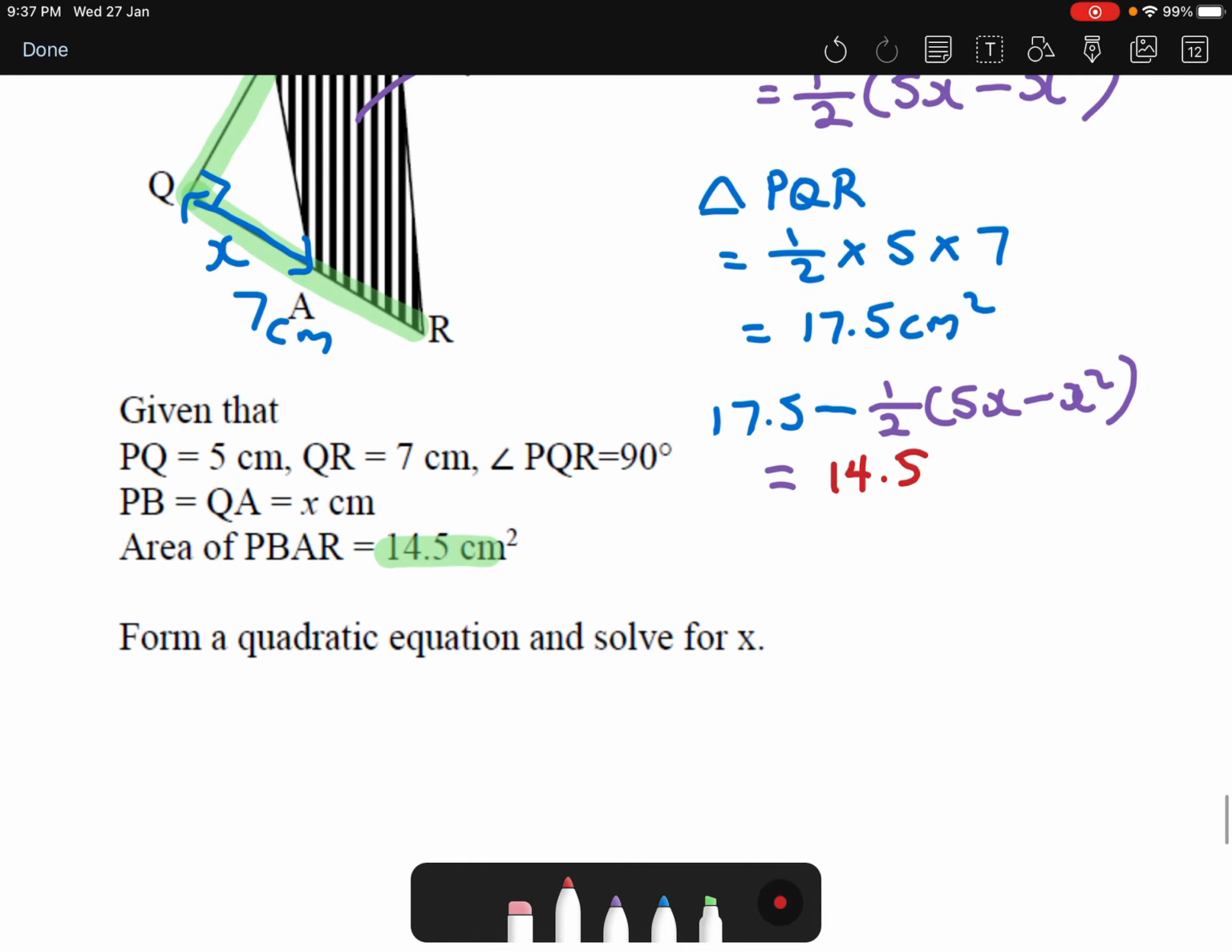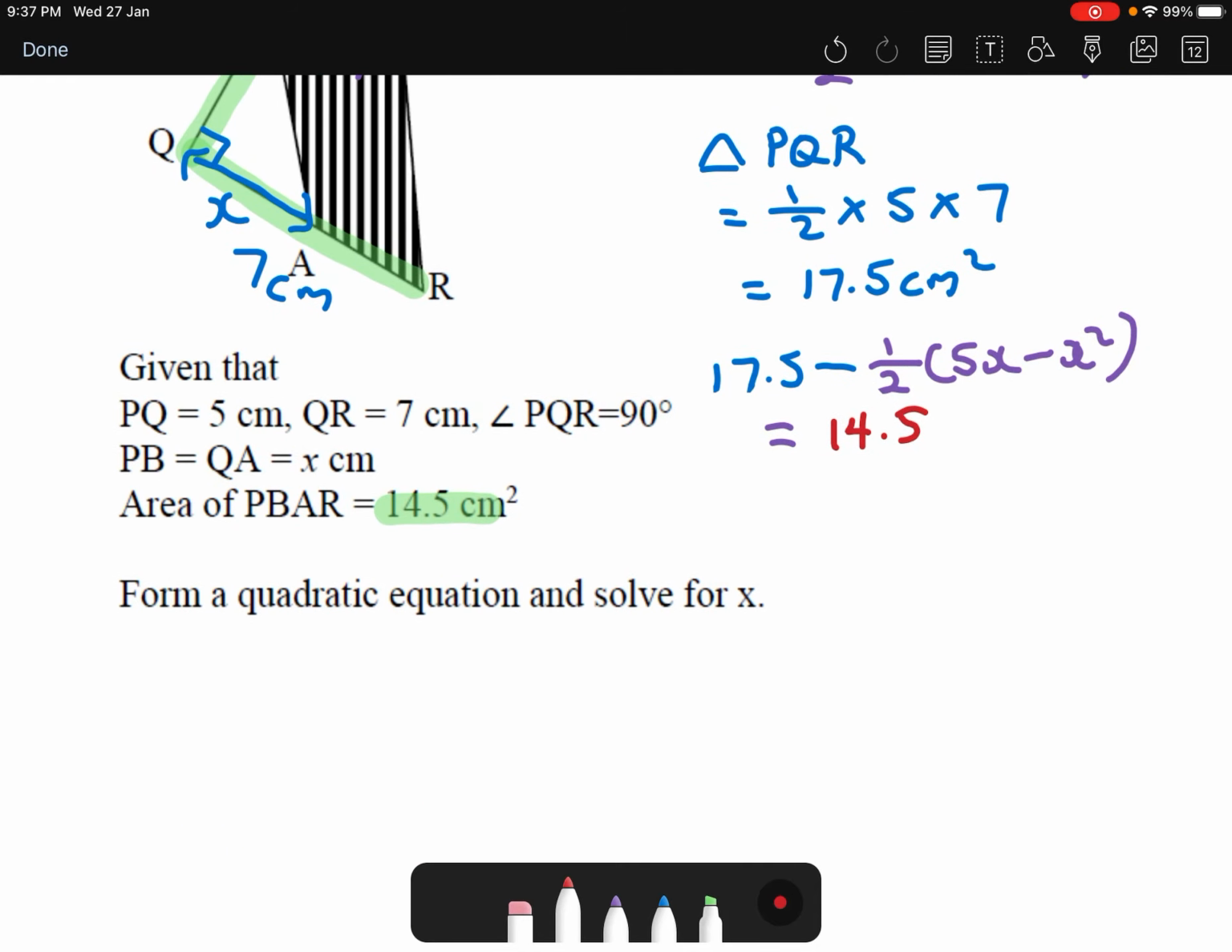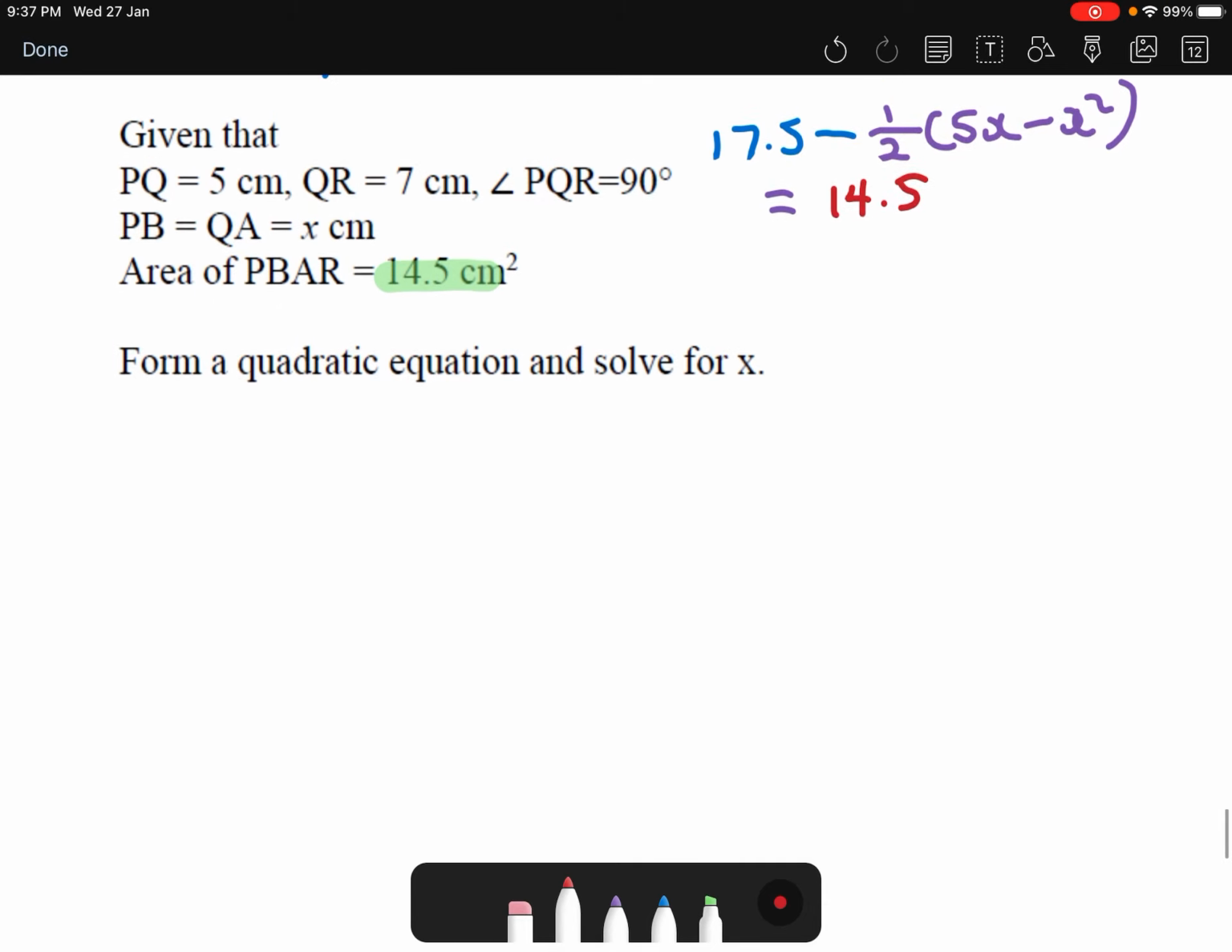It's still not a very nice form. It's quite raw, so we need to process the form. We just need to simplify further. Let's simplify. Of course 17.5 moves to the right hand side: minus 2.5x plus half x squared equals 14.5.